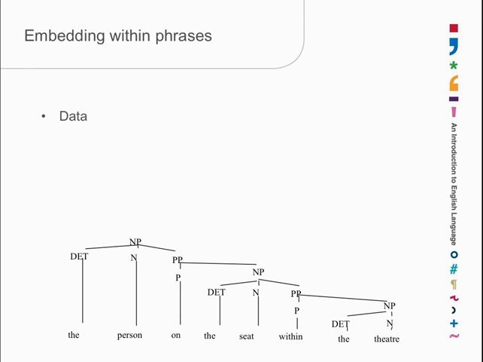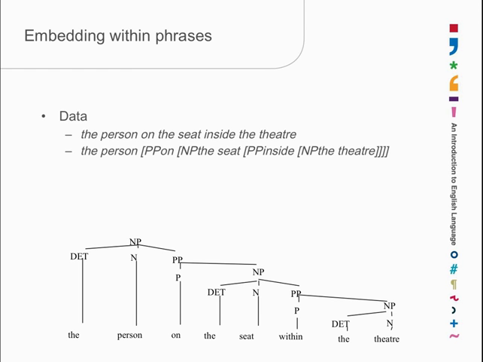We have on the seat within the theatre, within which is within the theatre. And if we wanted to, we could say something about the theatre. We could say the theatre at the other end of town, and so on and so forth. This process of embedding is a kind of Chinese box arrangement, and these brackets show the ends of the boxes. And the process is called recursive, and the property recursion.